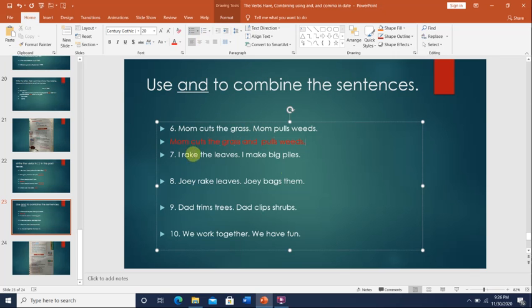Okay? I rake the leaves. I make big piles. What do I do? I write the first sentence, I rake leaves. I take out the "I," the subject, and I write instead "and make piles." Number 8: Joey rakes leaves. Joey bags them. So what do I do? I write: Joey rakes leaves and bags them.